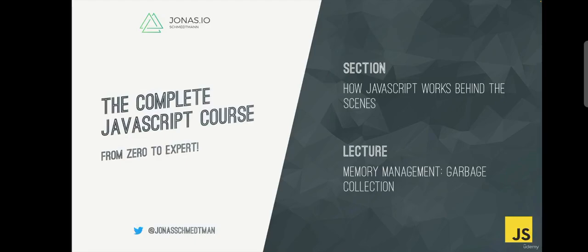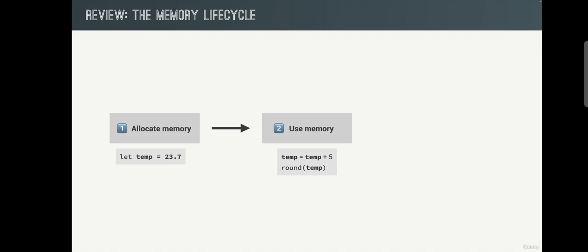how memory is released. In particular, we're going to dive deep into how a mechanism called garbage collection works behind the scenes in order to keep our memory clean and healthy. So remember how in JavaScript, each value that we create goes through a memory lifecycle where first, memory is allocated for the value, then the allocated piece of memory is used, and finally, when no longer needed, the piece of memory is released.